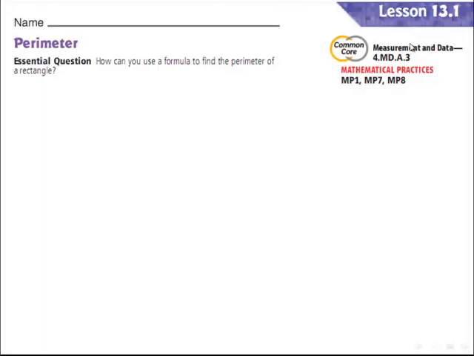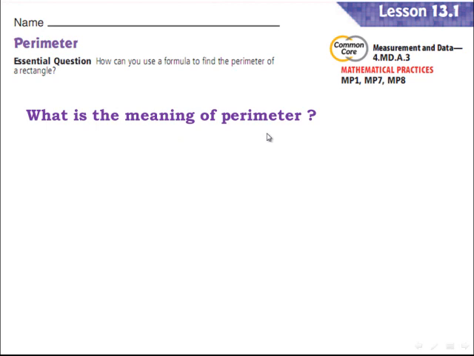Welcome to our new lesson, which is lesson 13.1, perimeter. In today's lesson, we're going to talk about how we can use a formula to find the perimeter of a rectangle. So what is the meaning of perimeter?